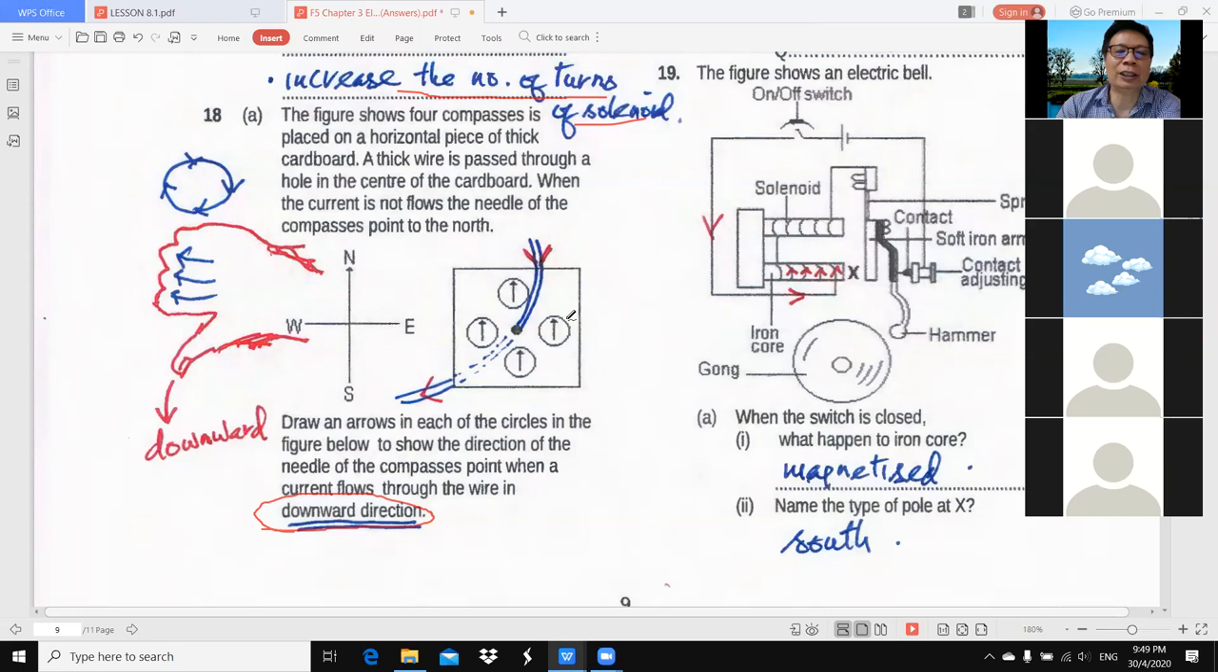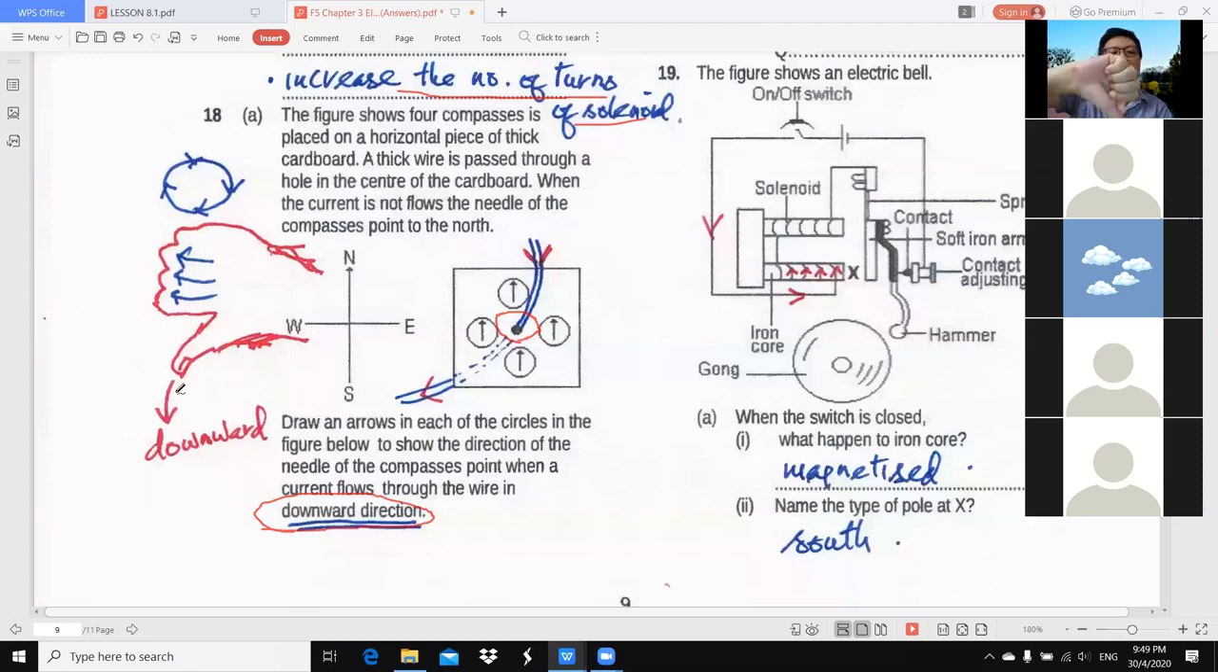Okay, now, last week we already learned that when a wire carries current, there will be a circular magnetic field produced. But you don't know which direction, clockwise or anti-clockwise. You have to use the right hand grip rule to determine it. Why does the thumb point down? Because it follows the current, and the current goes down. So your right hand holds the wire.